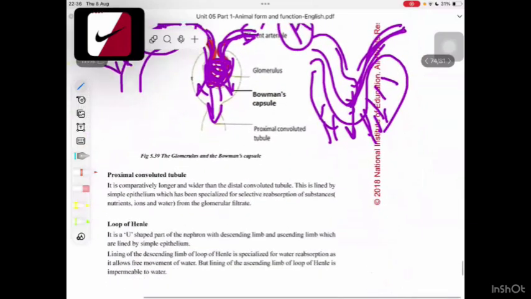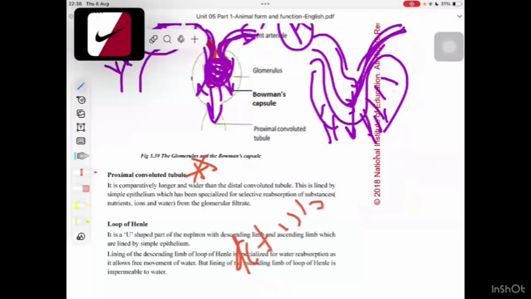Okay, the proximal convoluted tubule is comparatively longer and wider than the distal convoluted tubule. Remember this as an MCQ point. They can tell you that DCT is longer and wider than PCT. That is false. It's the PCT which is longer and wider than the distal convoluted tubule, right? So you can remember it like this.